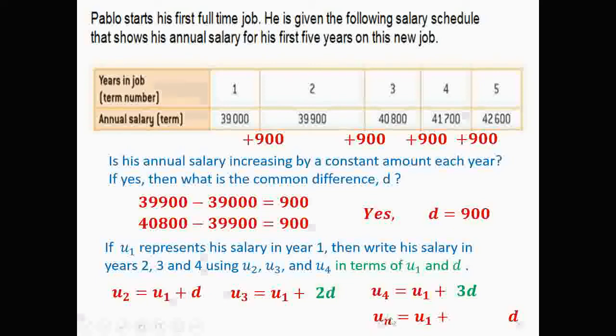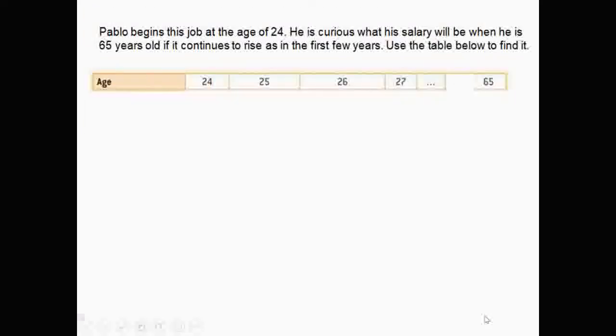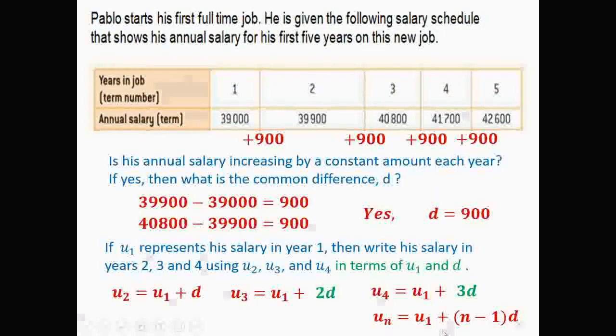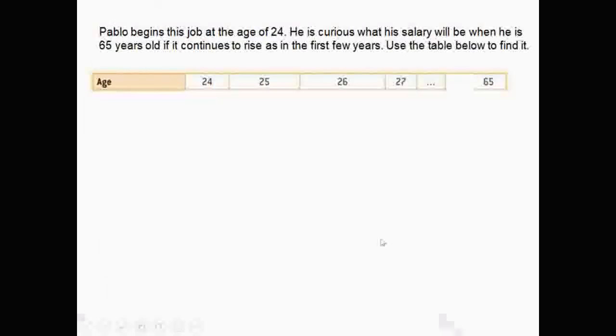So if we go to some mystery number in the future, how many D values can we add? Well, it's n minus 1. The reason for that is this value is always 1 less than this value. You can see that here. 3 is 1 less than that. 2 is 1 less than that. And that's what we do here. This is our rule for arithmetic sequences. Okay, so now make sure you note down that rule. You've probably seen it before. Let's use it here as we continue with Pablo's story.